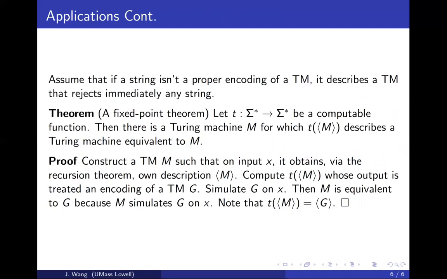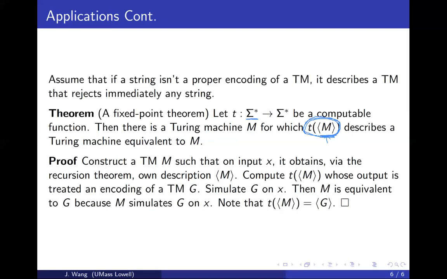Here, let T be any computable function. T only takes one binary string as input. Then there is a Turing machine M for which T of the encoding of M describes a Turing machine that's equivalent to M. So T applied to the encoding of M is itself an encoding of a Turing machine that is equivalent to M. That is really like a fixed point for T.